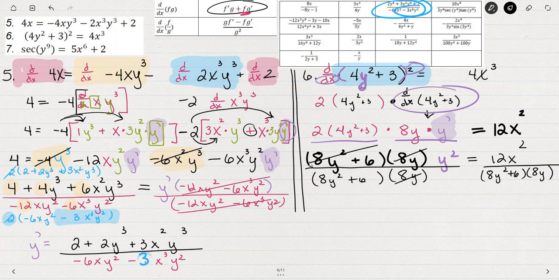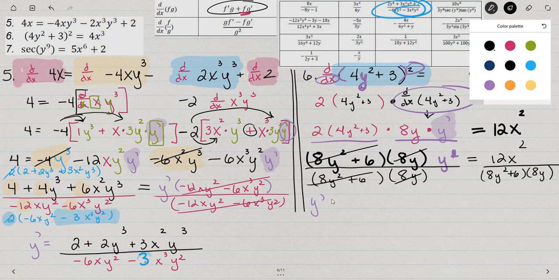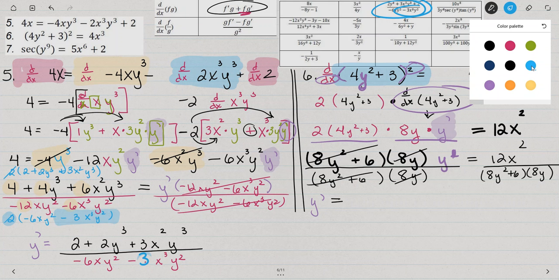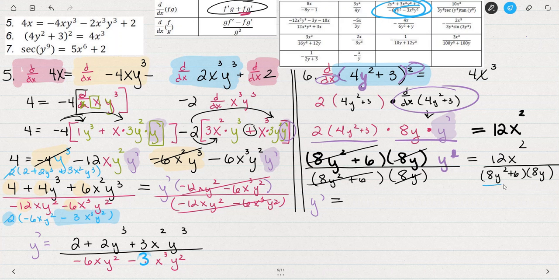8y over 8y is 1. 8y squared plus 6 over 8y squared plus 6 is 1. So I get the y prime is equal to 12x squared over this product. Now, do you see what we could simplify? Because these are both multiplied, I could divide 4 into 12 to get 3. 4 into 8 is 2. And now I'm going to distribute this 2y.